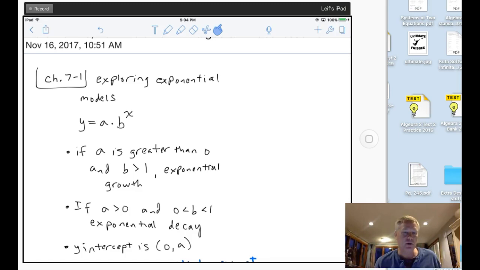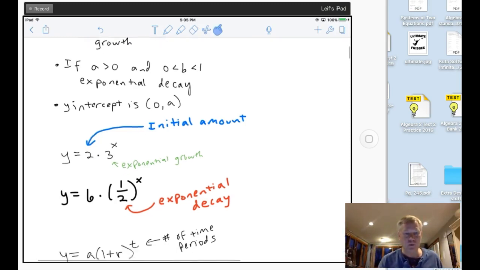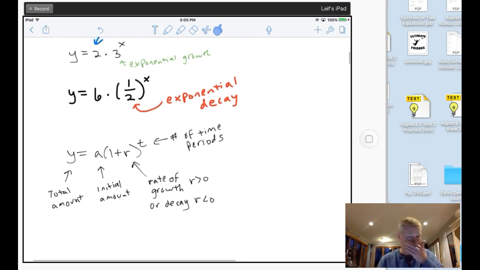The y-intercept is (0, a), so a determines the y-intercept. And I wrote a couple examples right here. You can see that since the 3 here is greater than 1, you would know that it's exponential growth. And over here you can see that the 1/2 is between 0 and 1, which means it's called exponential decay. So it'll be getting less and less as you go along with exponential decay. Exponential growth, as the words would imply, gets bigger and bigger. The initial amount is a, which comes in front of the exponent, not the base, but in front of the exponent with the multiplication there.